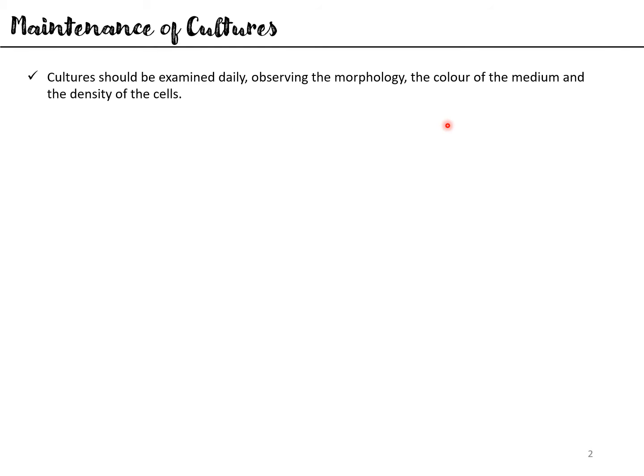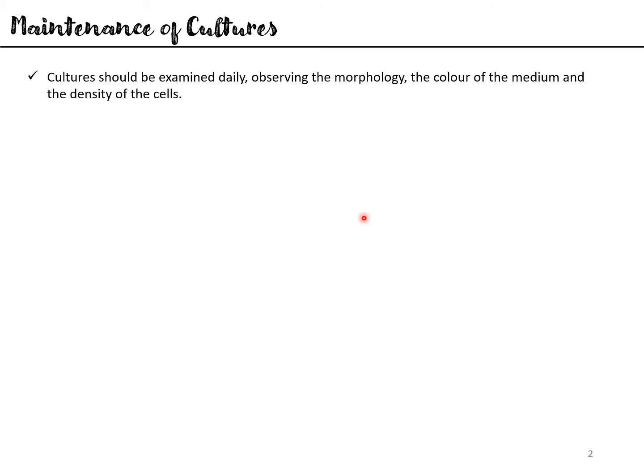So these three things you have to observe daily. This is where the second glass door of the incubator comes in handy. You can simply open the first door and quickly scan the various cultures kept inside to see if the pH of the medium looks okay.